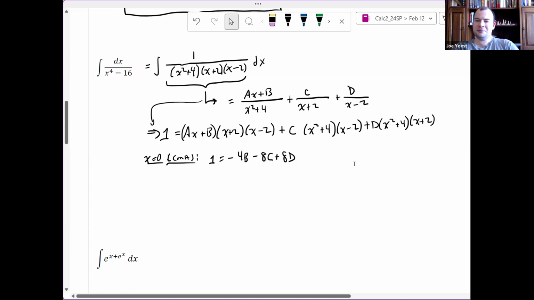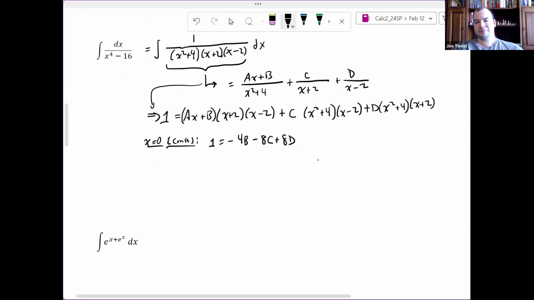That's a little messy. But I do notice that plugging in values like x equals 2 knocks off the first two terms on my right side and leaves me with just the d term. Or x equals negative 2 knocks the first and the third term off my right side and leaves me with just the c term. Maybe I can figure out c and d with that, come back and figure out b with the x equals 0, and then try to figure out something for a.